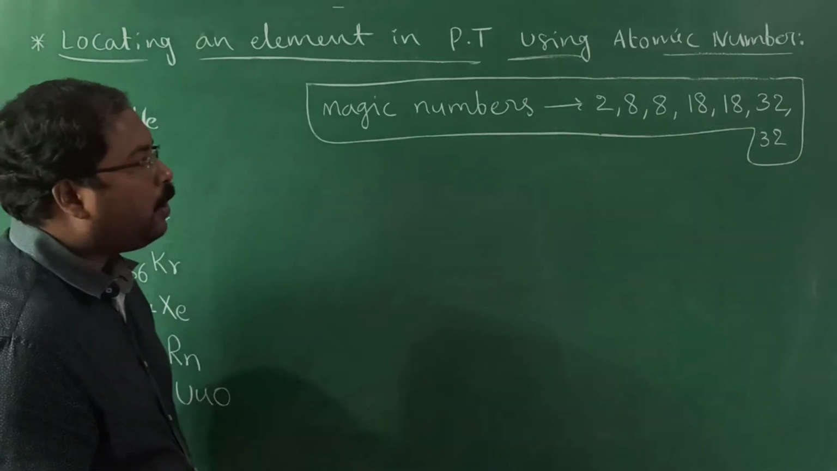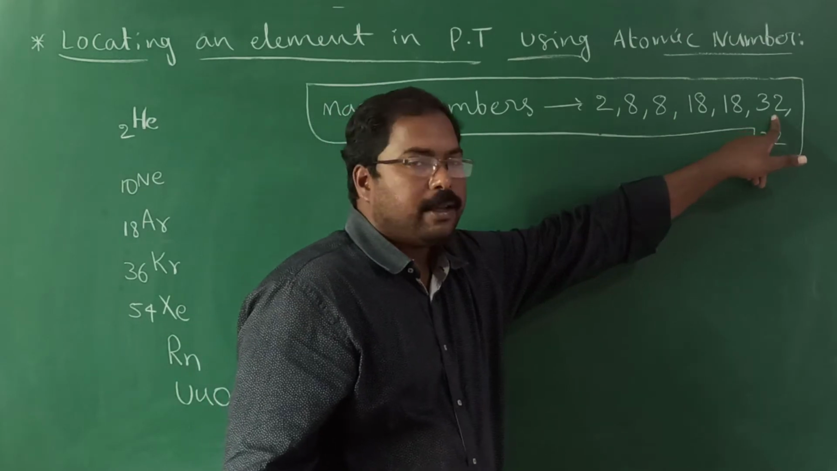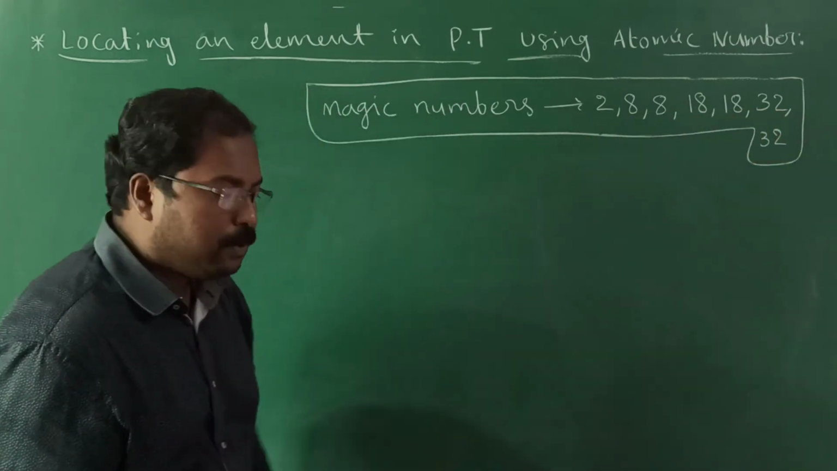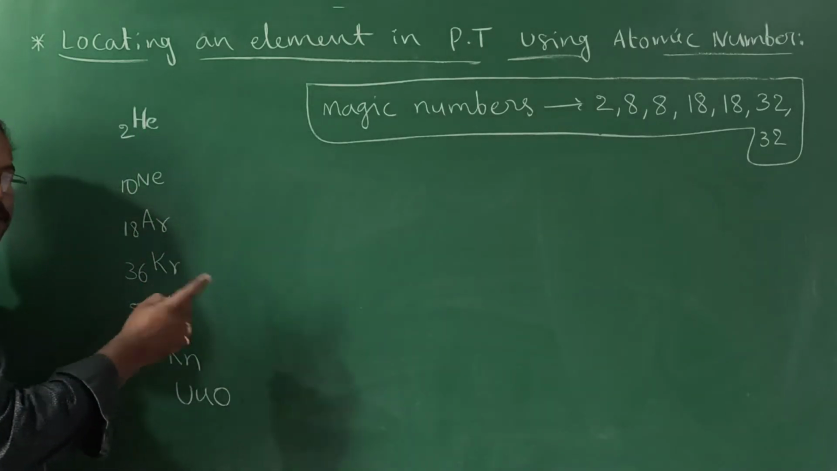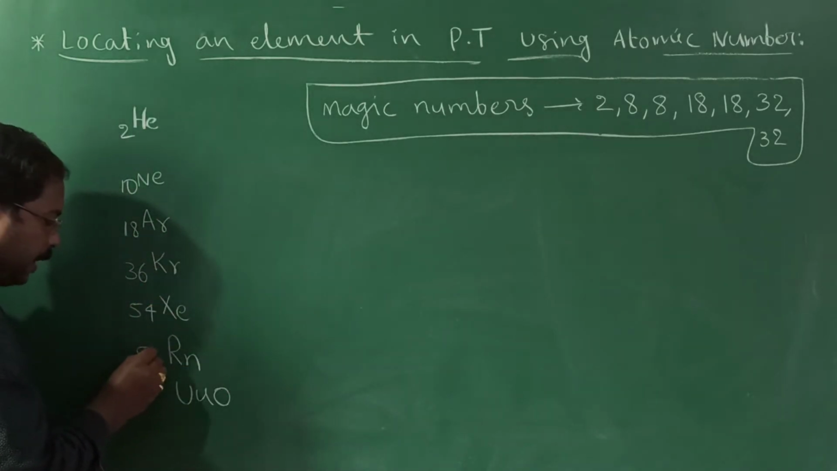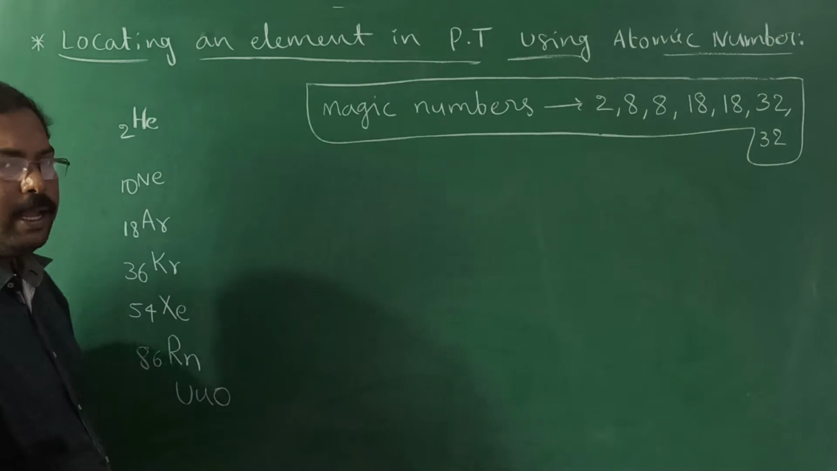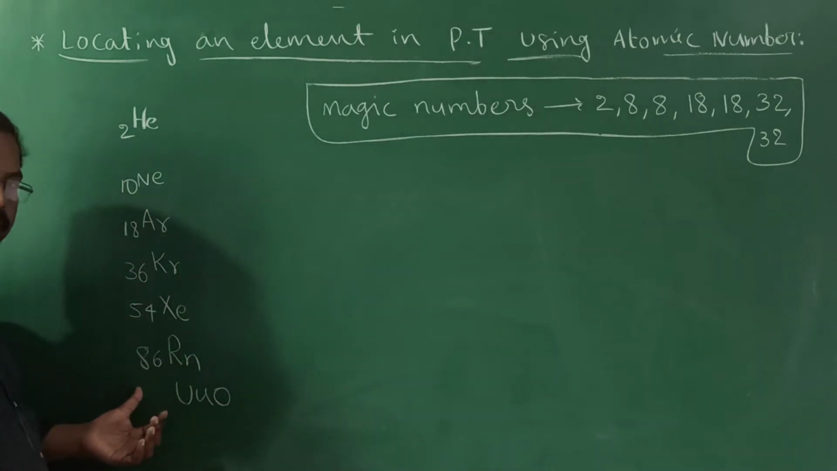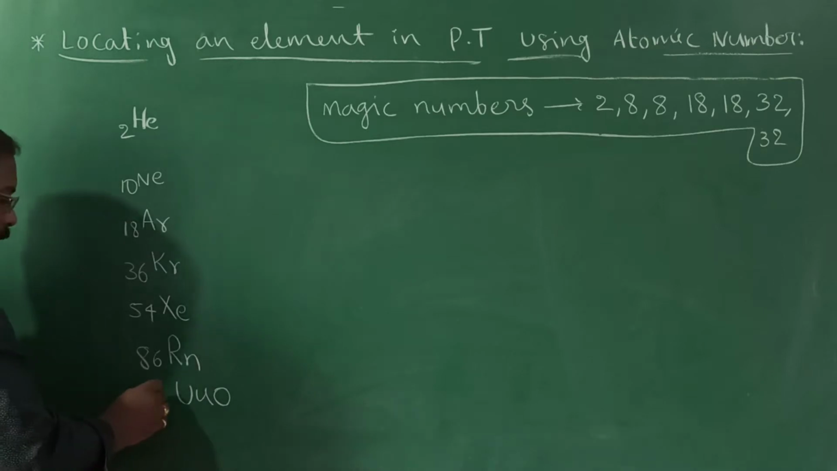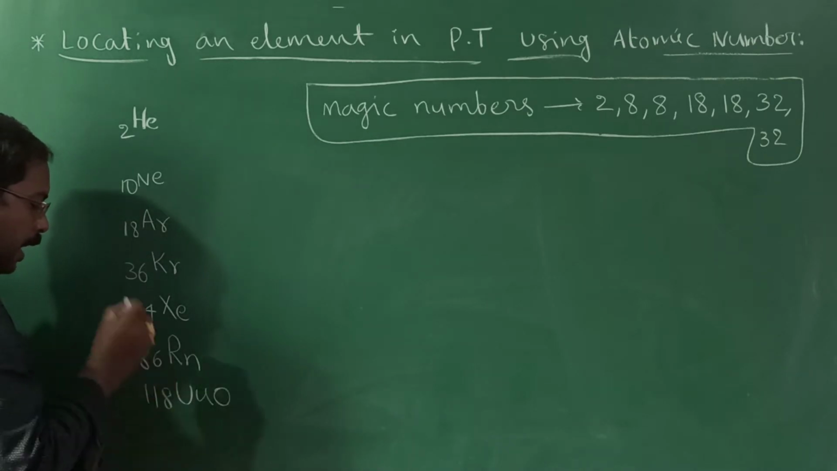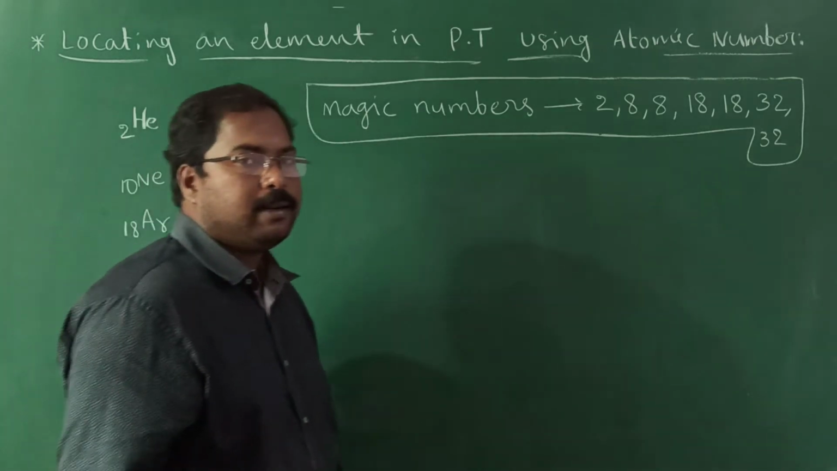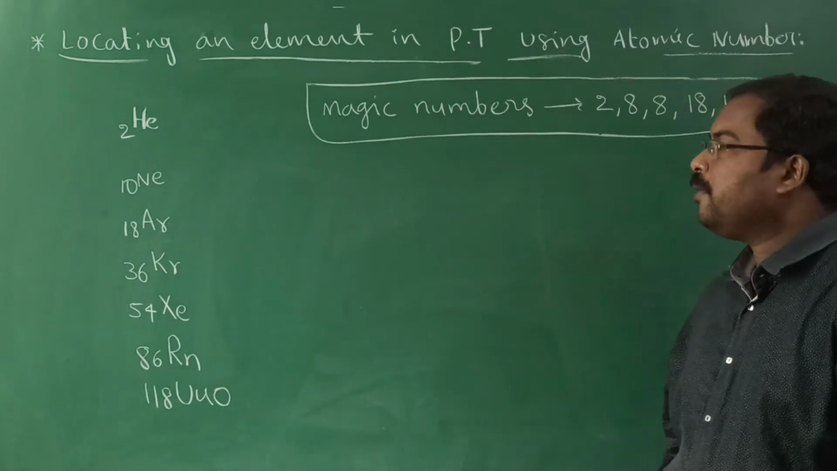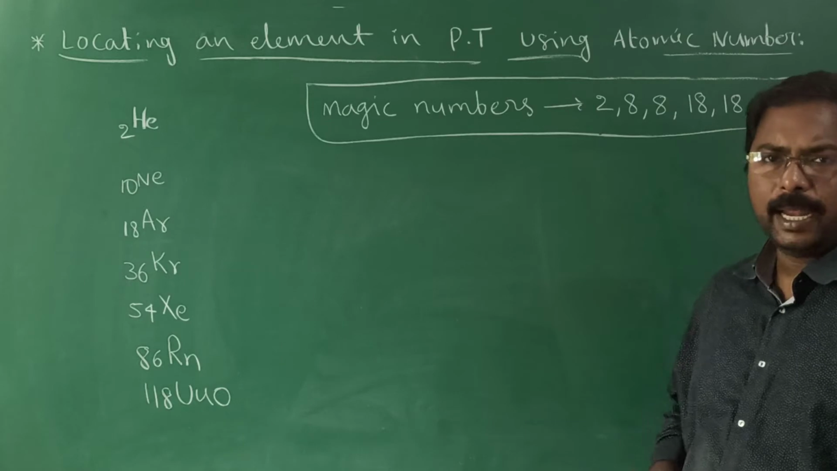If you want to get the atomic number of the sixth period element, now we have to add 32. So 54 plus 32 is 86. Even for the next element, 86 plus 32 is 118. Right. The simple thing is, if you know the magic numbers, you can get the atomic numbers of any group.